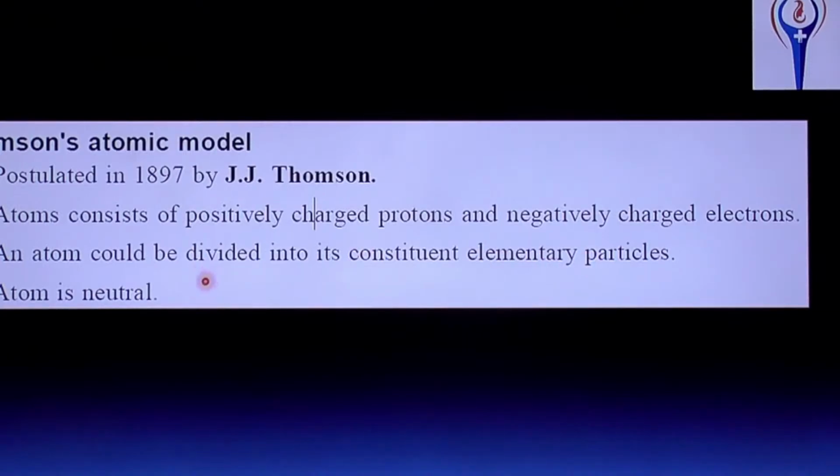J.J. Thomson only discovered electrons. During this time, they didn't know about the nucleus or about neutrons. Neutrons were discovered only at the time of the nucleus. So the atom consists of positively charged protons, something inside that is positively charged. That positive charge is the proton, which was discovered by Goldstein. Goldstein discovered the proton, and the negatively charged electron.